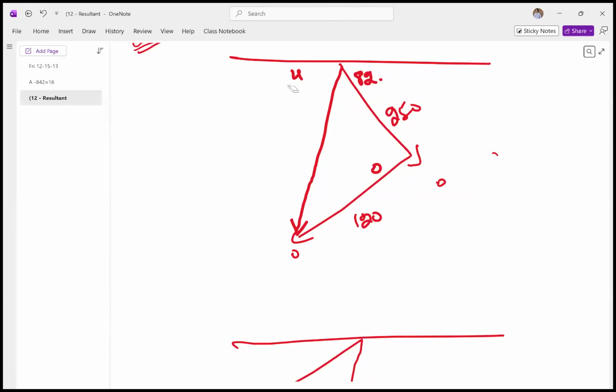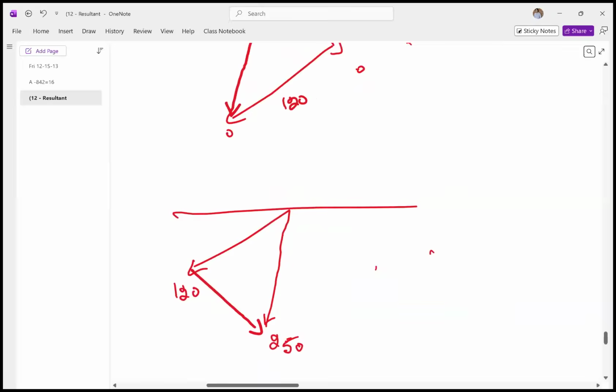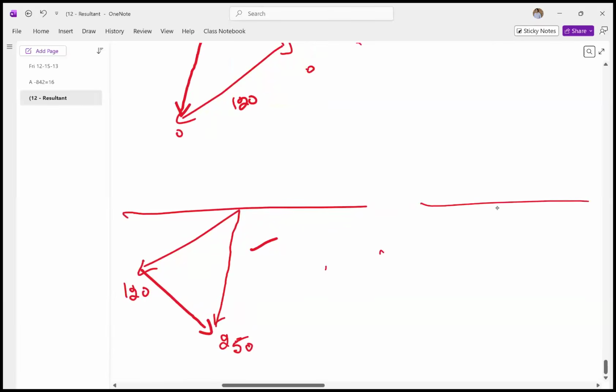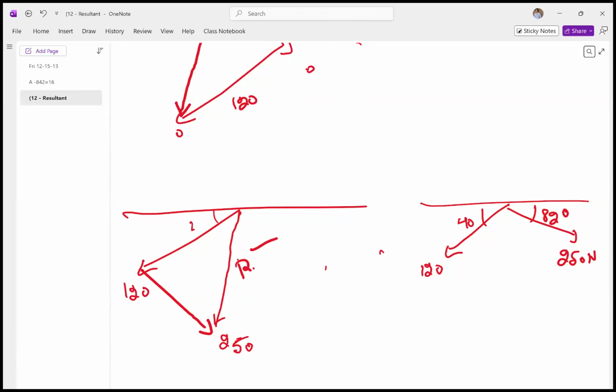And how are we going to find the angles also? I will again show you. I'm going to do this one now. The initial was 120 at an angle of 40 degrees, and here it was an angle of 82 degrees, and this was 250 newton. So I am trying to find this resultant value. This angle is 40 degrees, and then another angle, I will try and draw it here. Let's see if I can find some of the angles here.